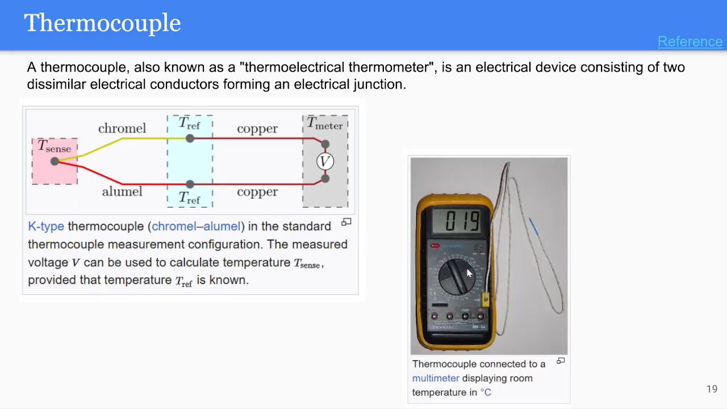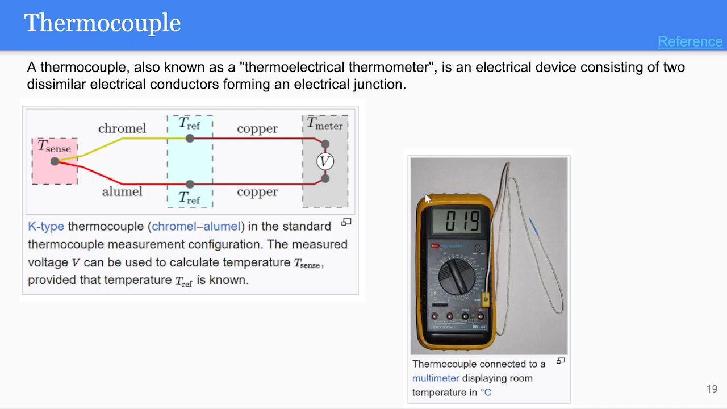So as you can see here, this is a thermocouple connected to a multimeter displaying room temperature. So here's what it is, where the junction lies, and the wires are coming in. This particular multimeter has the capability to read thermocouple voltages, and internally it has an ADC, and that's how you can read that it's 19 degrees Celsius. Most commonly what you are reading here is going to be in Celsius.